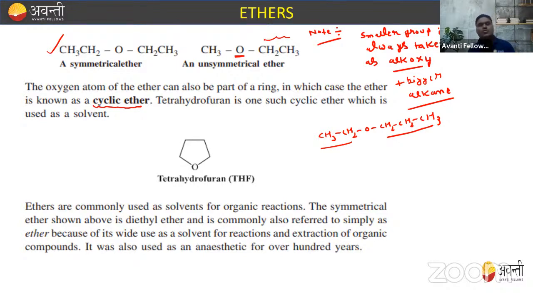So ethers are commonly used as solvents for organic reactions. The symmetrical ether shown above is diethyl ether and is commonly referred to simply as ether because of its wide use as a solvent. Okay? So ethers work as very good solvents, right? Good. So this is the general introduction of ether. The example of cyclic ether is tetrahydrofuran. Just remember this point. Clear?